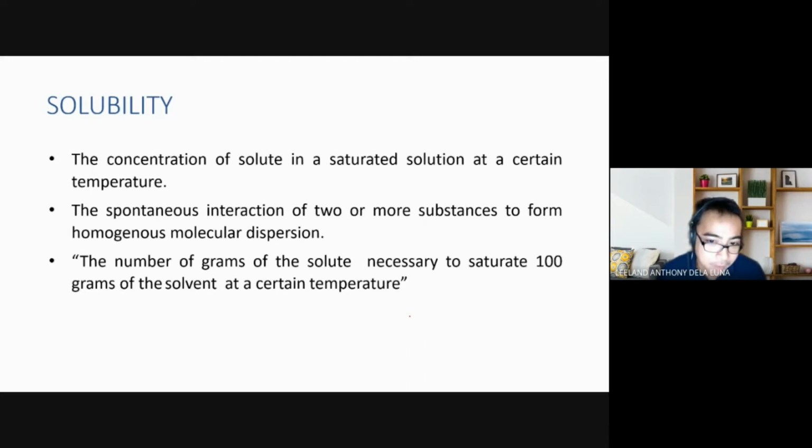So, it's the number of grams of the solute necessary to saturate 100 grams of the solvent at a certain temperature. Normally, class, ang temperature nandito would be, of course, standard room temp. Okay? So, as you all know, class, room temp can range between 20 to 25 degrees Celsius. Some reference would tell you 20 to 22 degrees Celsius.